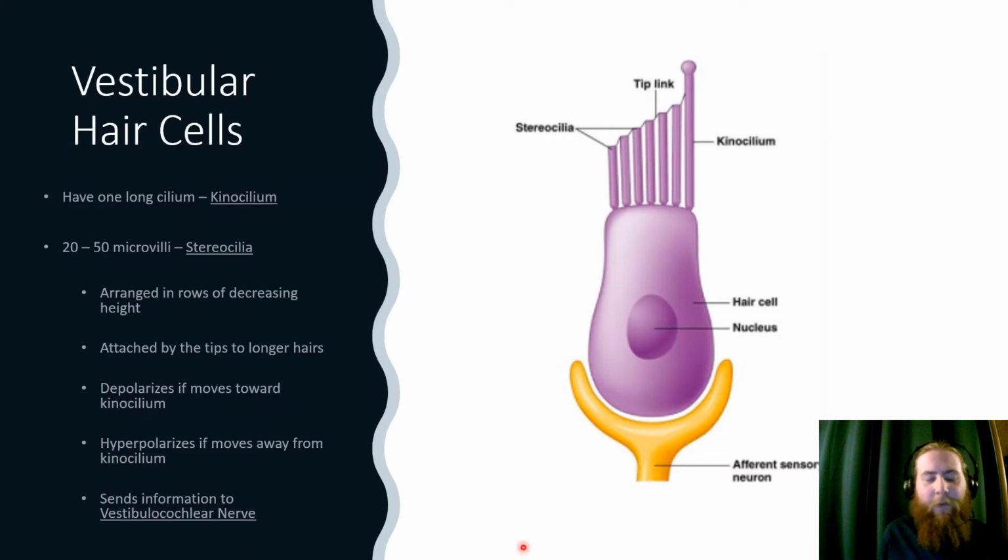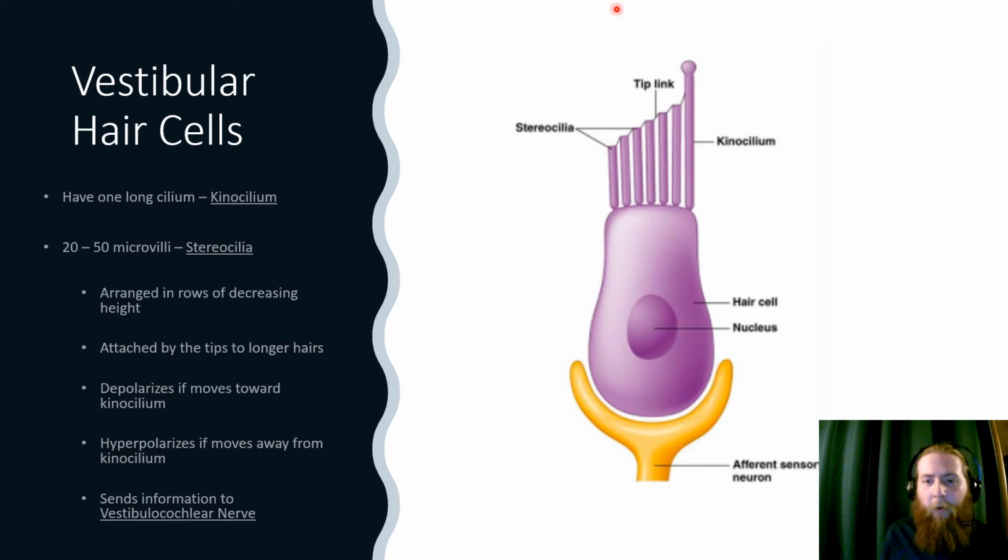Inside of these ampulla, we have vestibular hair cells, and this is a picture of one hair cell right here. They will have one kinocilium here, this really long one, and then they'll have 20 to 50 microvilli, which we call stereocilia, and they're arranged kind of like pipes on an organ. They're going from high to low, and they're attached to each other via the tips here. So the tips are all attached all the way up to this kinocilium here.